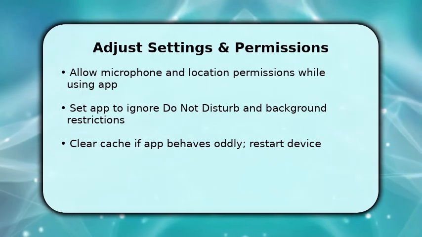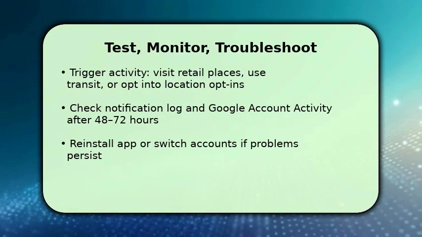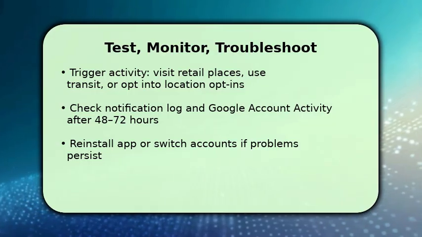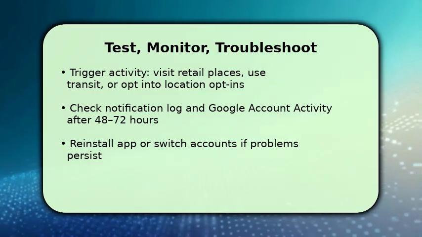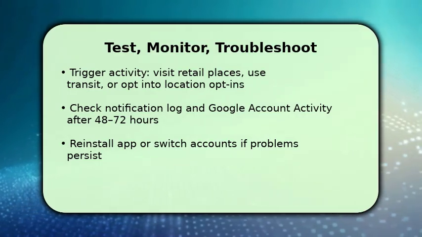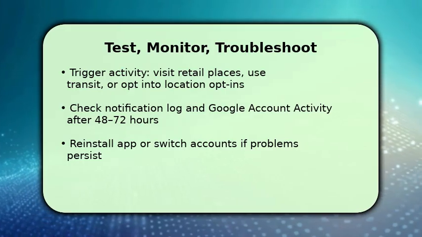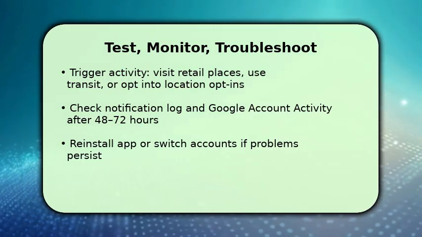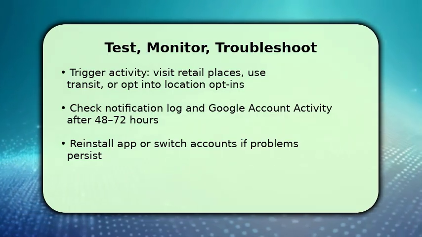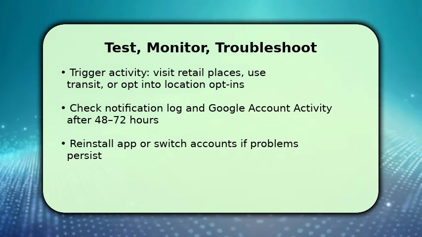Finally, complete the process by testing and monitoring outcomes. Deliberately create eligible activity, visit stores, use public transit, or travel short distances with location history active. Then watch for survey notifications over the next 48 to 72 hours. If nothing appears, check Google account activity and notification logs to confirm events were recorded. If still no surveys, reinstall the app and sign back in, or try a different Google account. Troubleshooting tip: if surveys stop, re-enable.